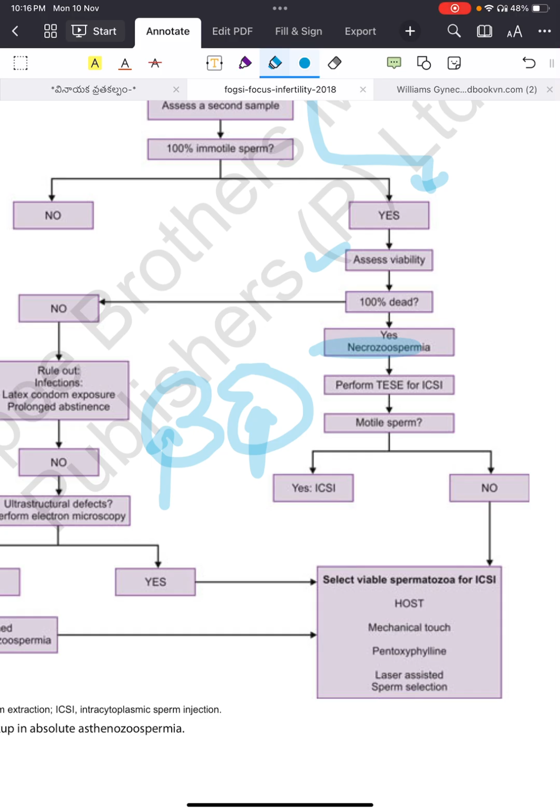Like the HOST test, mechanical touch test, pentoxifylline test, laser assisted sperm selection. By means of these different tests, you'll find out that this is a good sperm. You select that and go for ICSI. If after TESE every sperm is motile, then you directly go for ICSI. No need of testing for viable sperm. That's about positive findings.